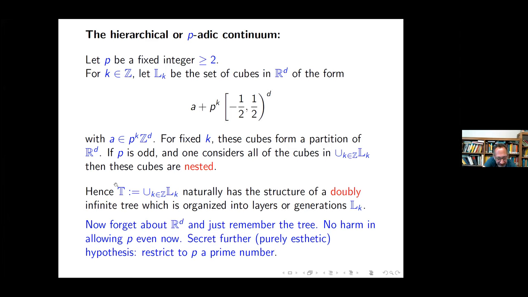Okay, so let me call T the set of all these cubes. It has the structure of a doubly infinite tree, which is organized in what you might call layers. That's why I use L to correspond to scales. So, okay, now I'm going to show you a picture to help you follow, but I'm going to ask you to forget about R^d, about cubes inside R^d, and just remember the tree structure, okay? The tree structure then doesn't really care about p being even or odd. And in fact, for our work, there is a secret hypothesis, not absolutely necessary, but mostly for aesthetic reasons and relating to p-adics: we restrict to p a prime number.